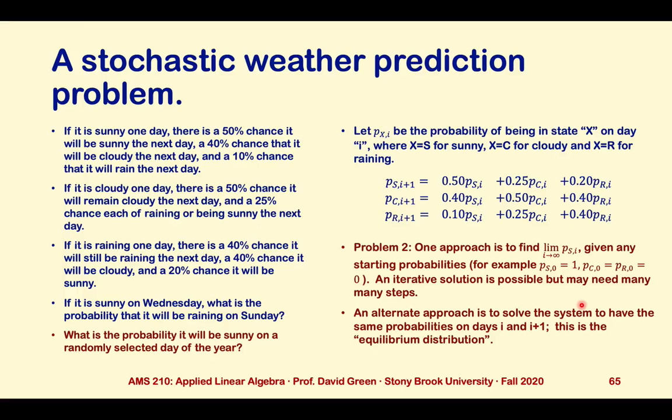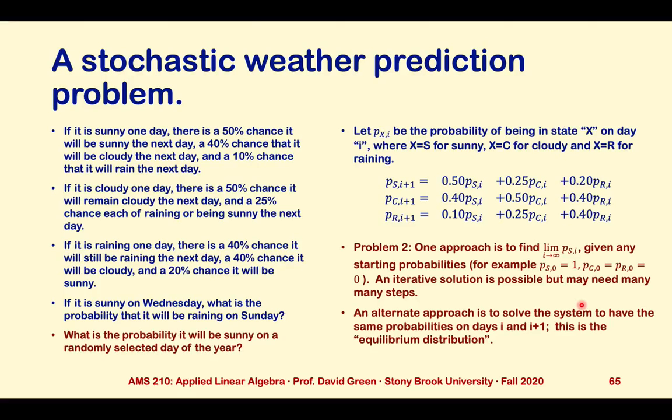What about the second problem? What is the probability that it will be sunny on a randomly selected day of the year? What does this really mean? Well, we can think about it two ways. One way is, with a randomly selected day of the year, we should lose any information about where we started, because we don't know anything. We're just saying we randomly picked a day. That means we don't know how far away we were from a day that we knew the weather.